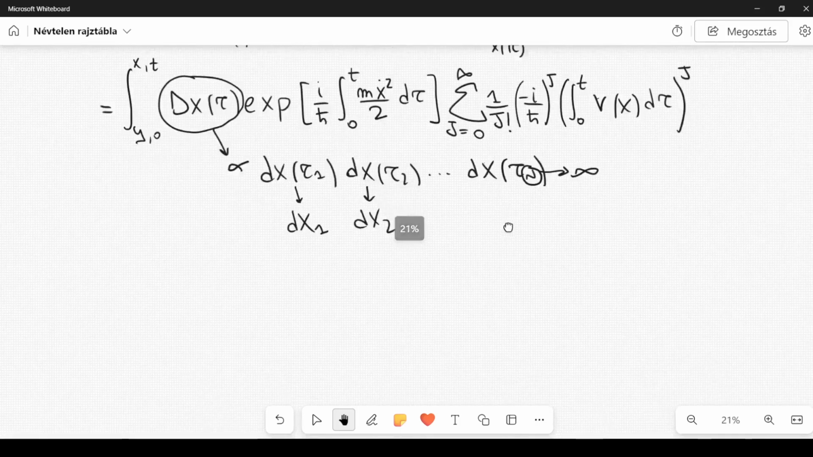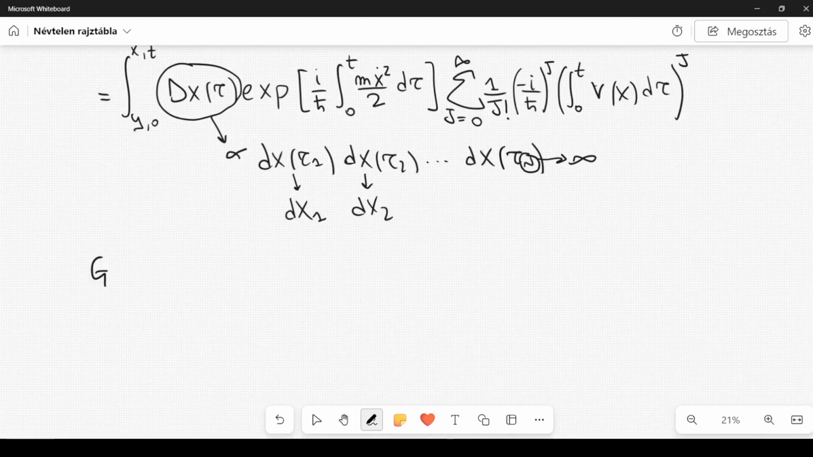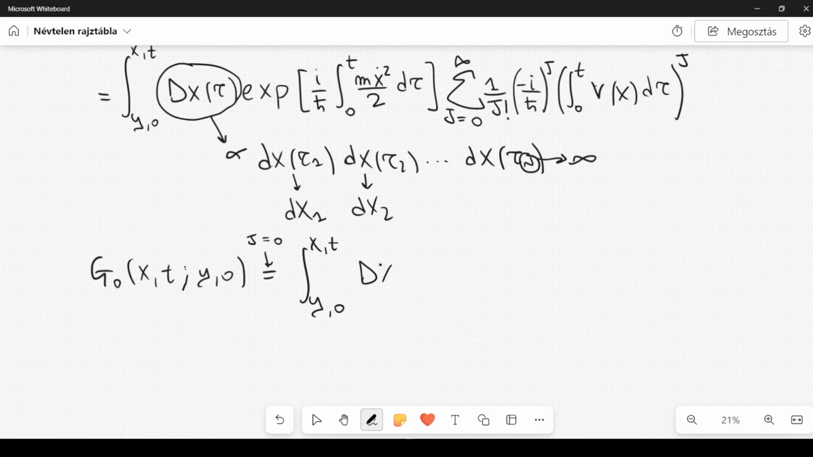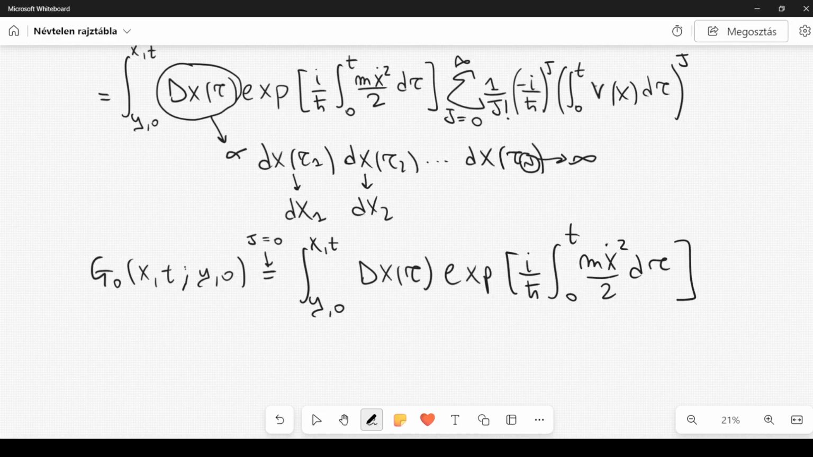Now, the first term in the expansion, which we can label G sub 0, x, t, y, 0, is equal to, now this is for j equal to 0, we get the integral from y, 0 to x, t, and then we have dx of tau, exponential of i over h bar, integral from 0 to t of m x dot squared over 2 d tau.